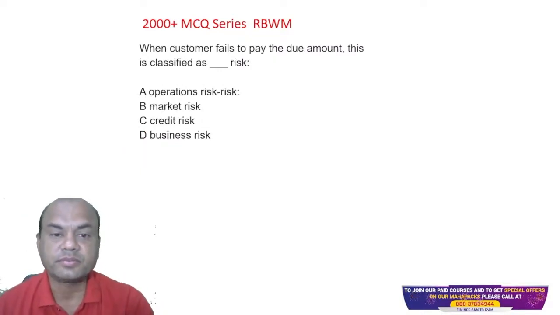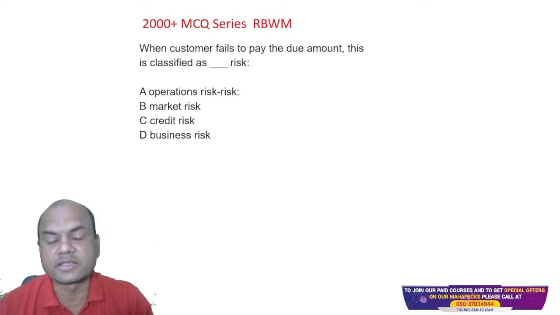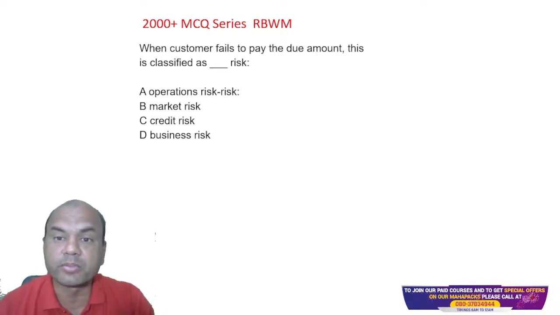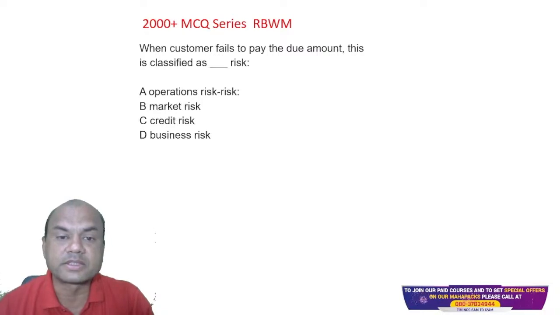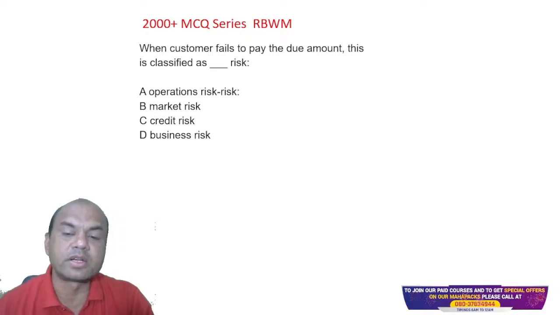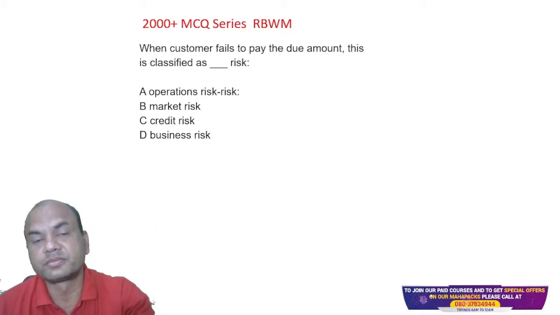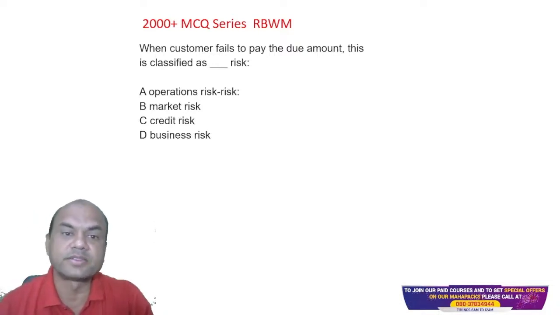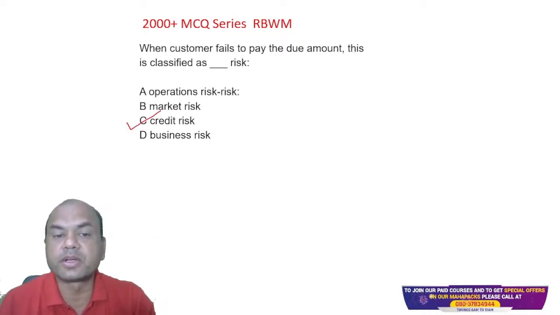Next one. When a customer fails to pay the due amount, this is classified as dash risk. Means when the customer is not able to pay you the amount, you have given the loan, but the customer is not able to give back the loan. So that is called as what? Operations risk, market risk, credit risk, or business risk. What is it called as when a customer fails to pay the due amount? It is called credit risk. Whenever any customer fails to pay you the due amount, it's called credit risk.